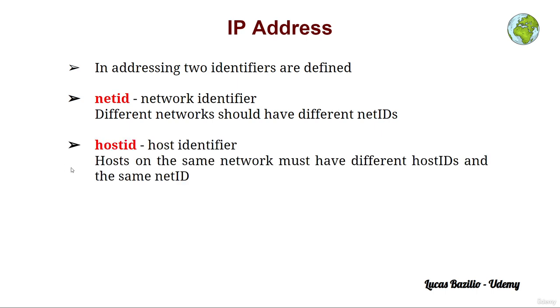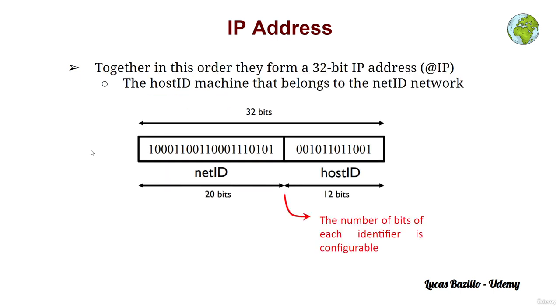And then we have the host ID. This is the host identifier. So suppose we have a network and we have multiple hosts inside this same network. Well, these different hosts must have different host IDs. And also, since they belong to the same network, they must have the same net ID, the same network identifier. So the net ID and the host ID go together in this order, first the net ID and then the host ID, from left to right.